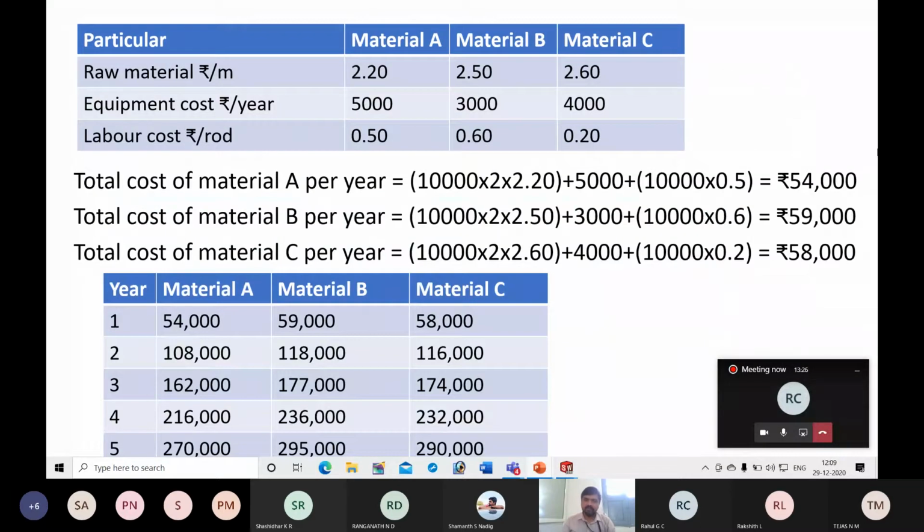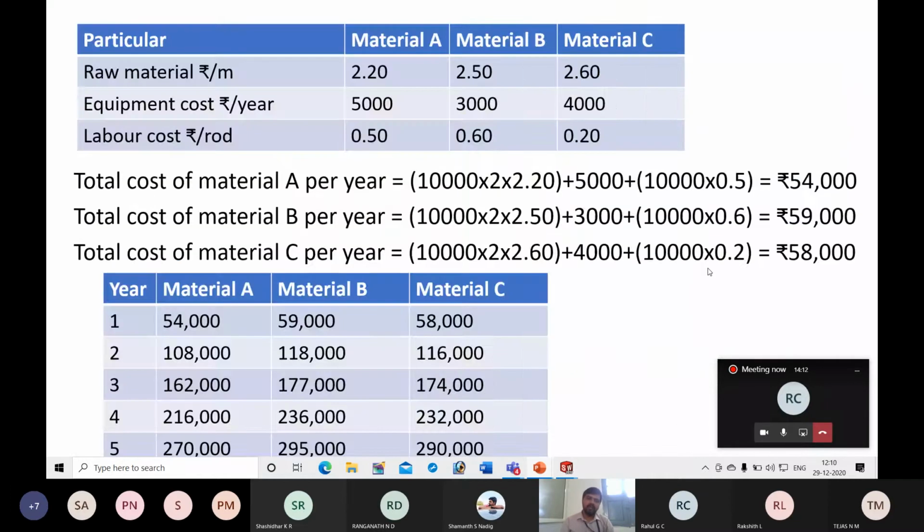First year 54, then 59, 58. Second year, so we multiply 54 into 2, then 54 into 3, 54 into 4, 54 into 5. So that will be the total cost for 5 years. That means for 50,000 rods, this is the total cost. This is the total cost for 40,000 units of the rod. This is for 30,000 units of the rod. Like that, you can find out for material B also, into 2, into 3, into 4 and into 5, you will get these values. Similarly for material C also, so you have to find these values. So this is into 1, into 2, into 3, into 4, into 5, since this cost will remain the same.